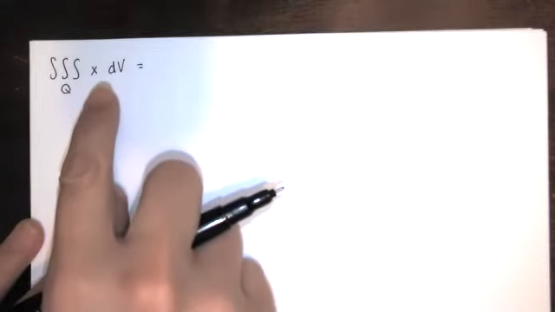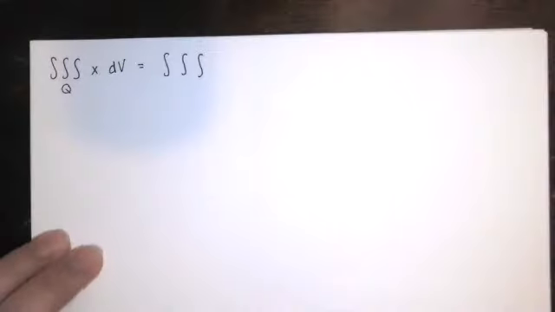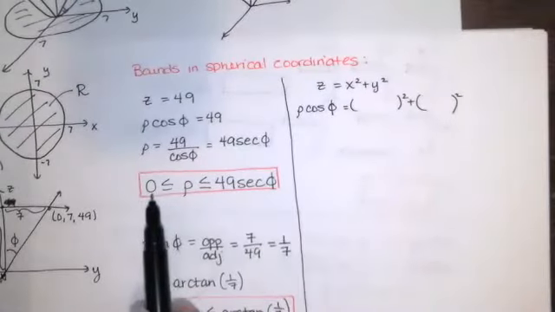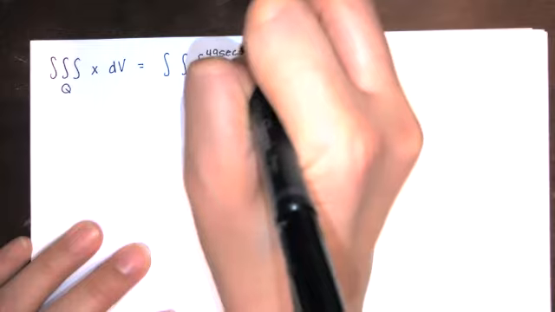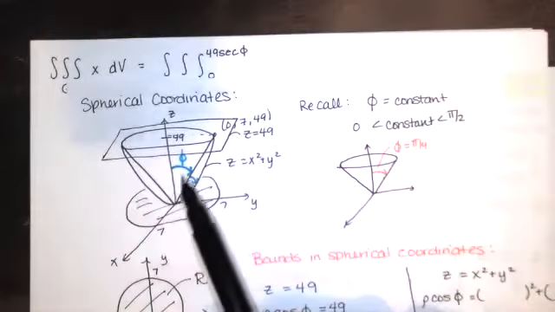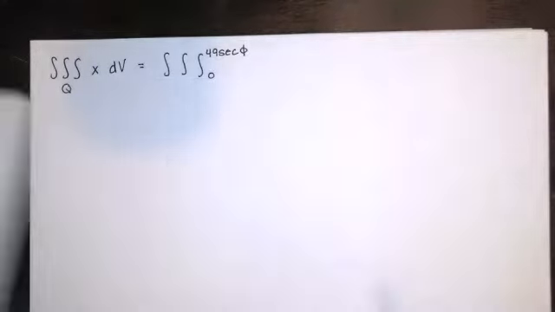Okay. So we've got two integrals. And we're starting with this integral here. We're taking the triple integral of x over the solid region Q, and it's going to be the sum of two integrals. For our first integral, rho goes from 0 to 49 secant of phi. And if you're wondering what was that again, that's rho going from 0 out to that plane, z equals 49. Phi went from 0 to the arctangent of 1/7.